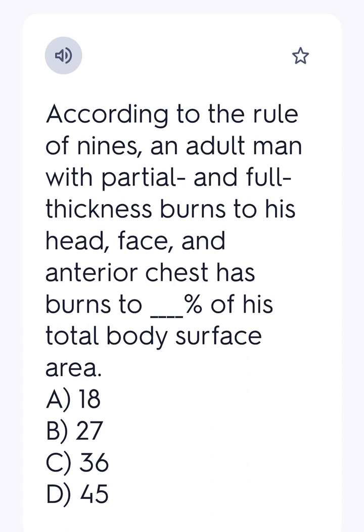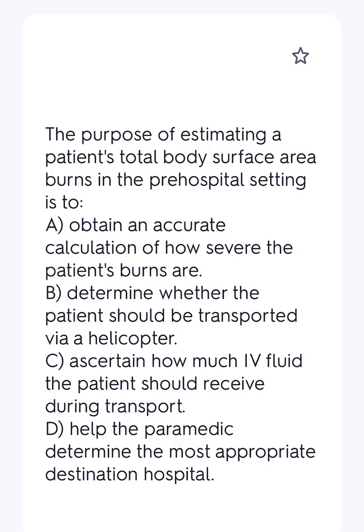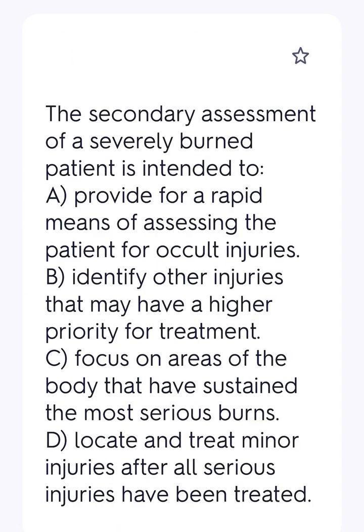According to the rule of nines, an adult man with partial and full thickness burns to his head, face, and anterior chest has burns to blank % of his total body surface area. A. 18, B. 27, C. 36, D. 45. A. A. D. B.